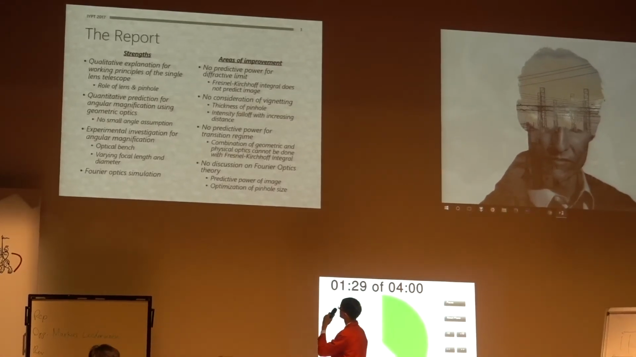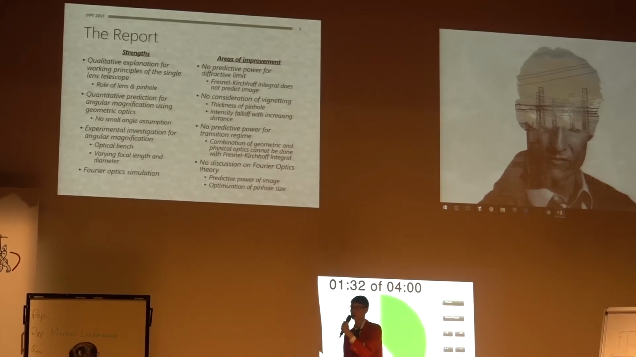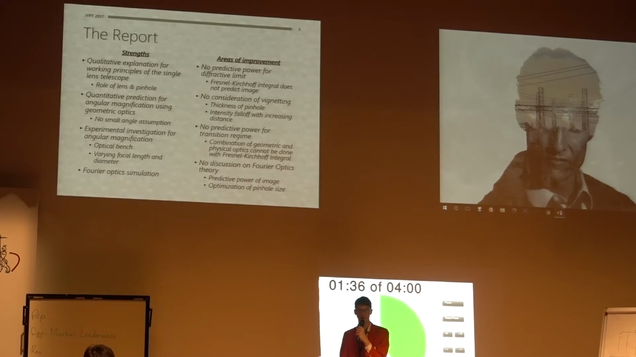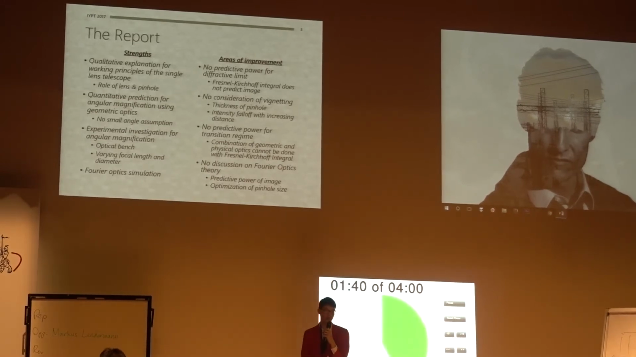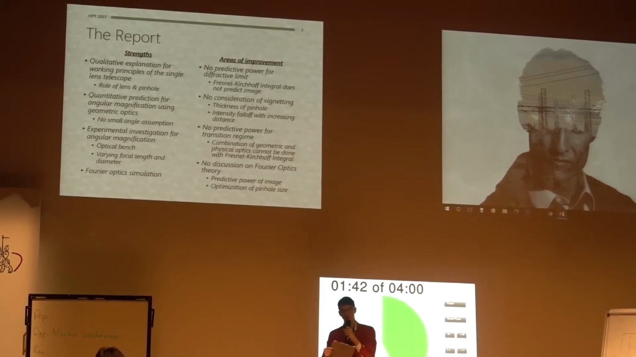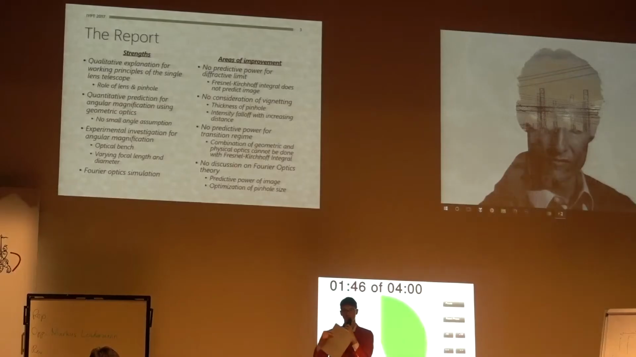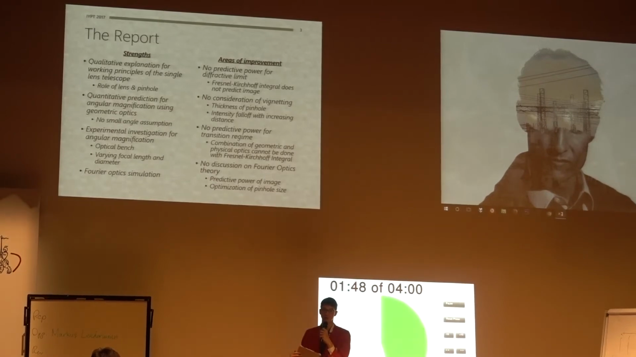Firstly, I'd like to talk about how there's no predictive power for how the image actually looks when it is blurred through diffraction. We understand that in a single lens telescope, there are two types of blurring for the image. At large pinhole sizes, the image is geometrically blurred because the real image that is formed by the single lens is very close to the viewer, and this cannot be focused on.